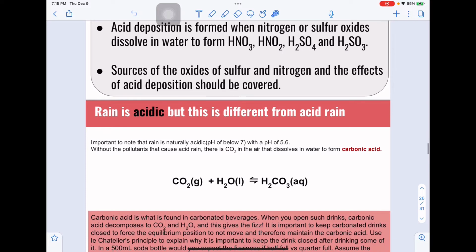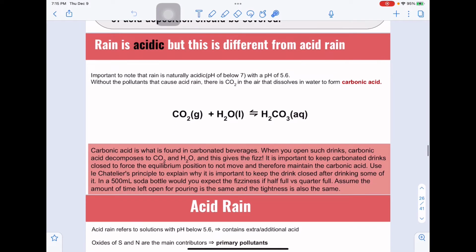Okay, so going on to talk about rain. In nature, rain is acidic. Its pH is about 5.6. This is natural rain. It's acidic, but we do not call it acid rain. We have naturally acidic rain because in the atmosphere we have a lot of carbon dioxide, and when carbon dioxide mixes with water, it forms an acid called carbonic acid. This is the same acid that can be found in fizzy drinks.